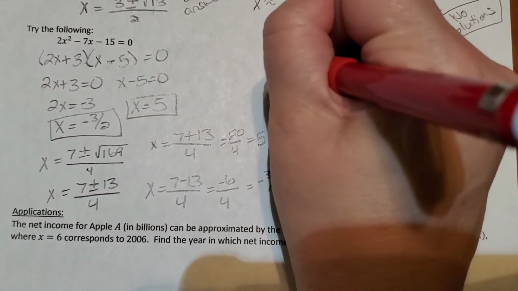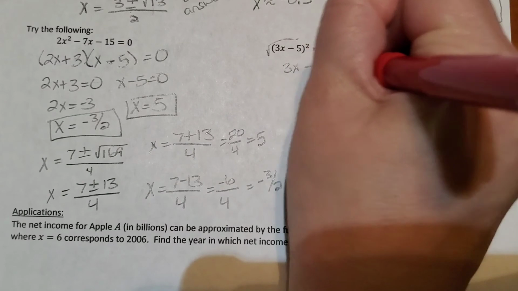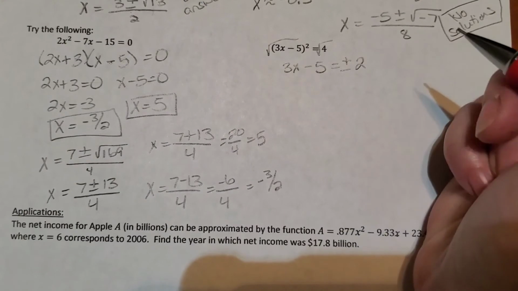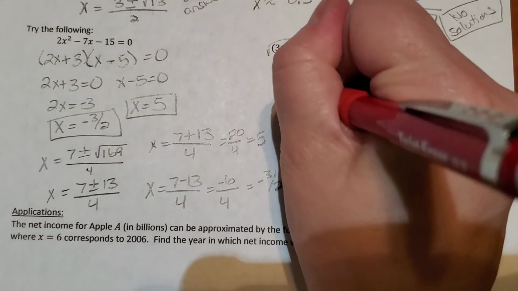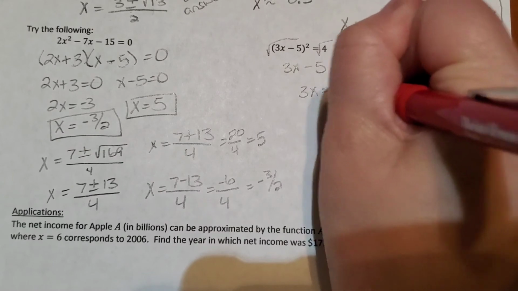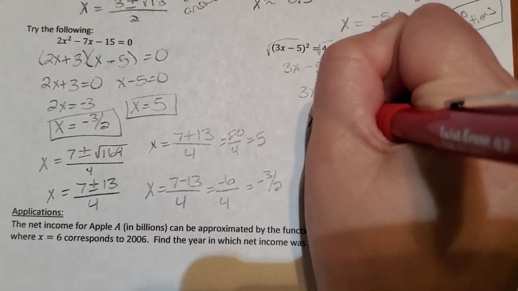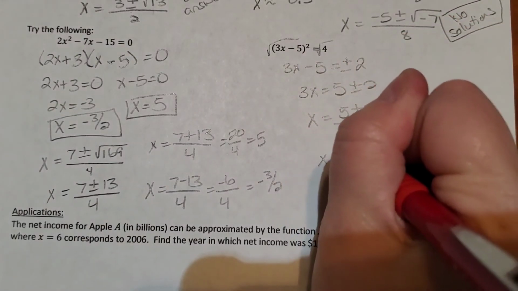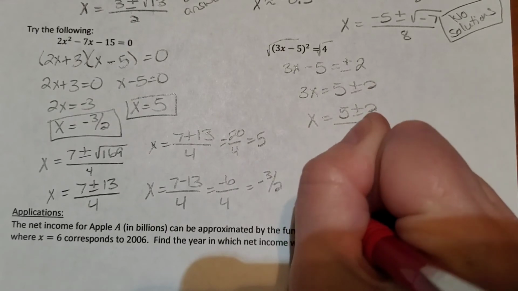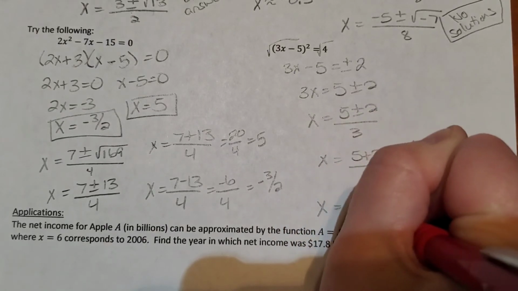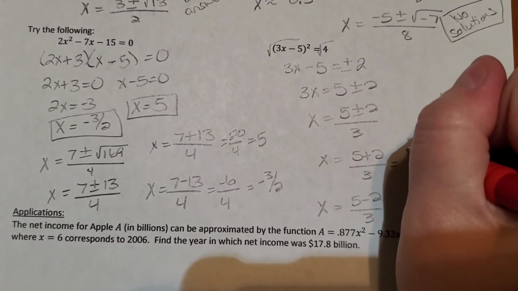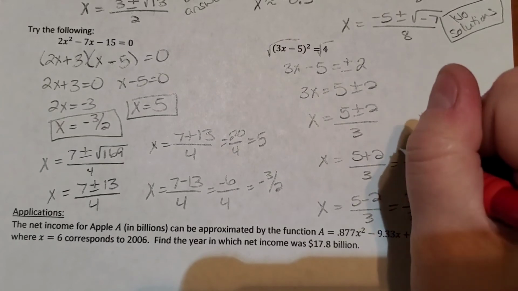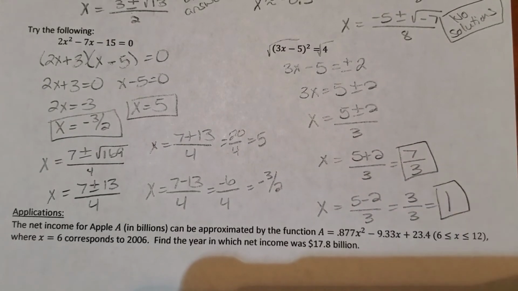Take the square root of both sides. That leaves us with 3x minus 5 on the left is equal to plus or minus, and then the square root of 4 is 2. And then we just need to solve for x still, so we move the 5 over and divide by 3. And so we get x is equal to 5 plus or minus 2 over 3. Again, we've got two problems to work. We've got 5 plus 2 over 3, and we've got 5 minus 2 over 3. So we get 7 over 3, and then we get 3 over 3, which reduces to 1. So 7/3 and 1 would be our answers on this one.